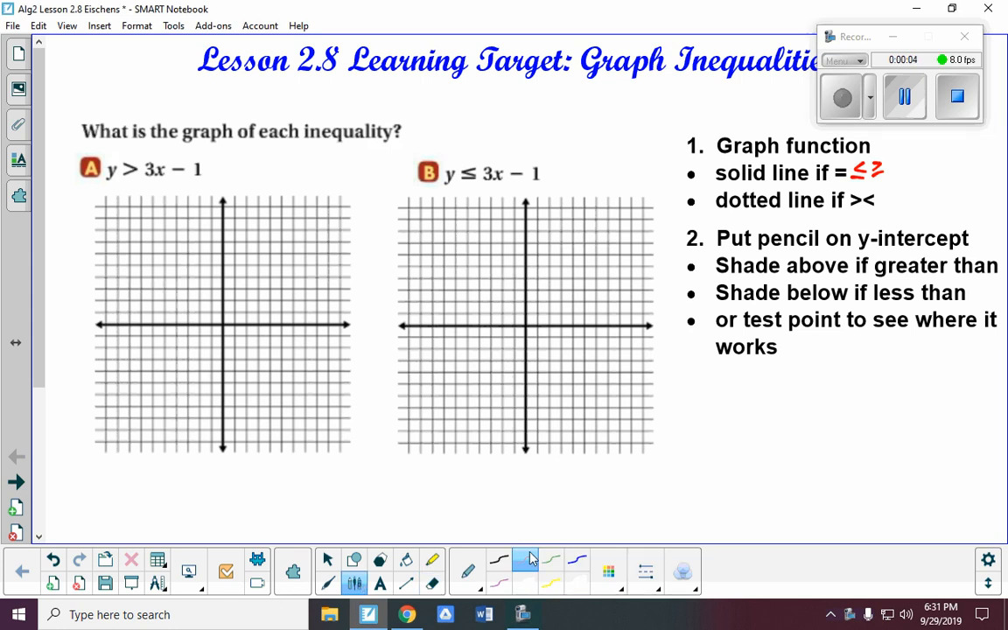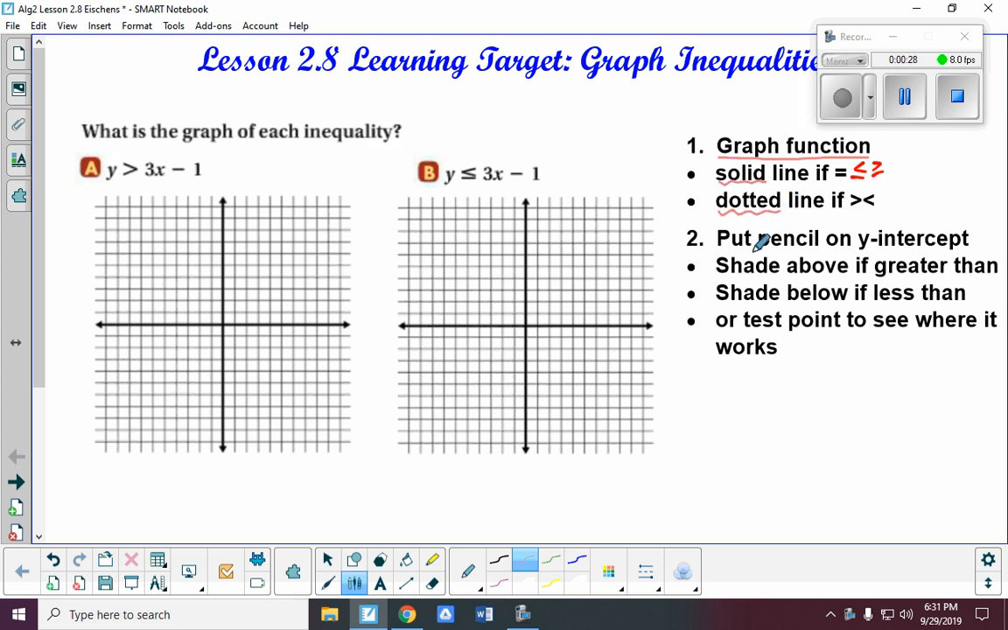All right, in this lesson we're going to be talking about graphing inequalities. So when we graph an inequality, what you want to do first is graph the basic function, and note that if you have a greater than or equal to or a less than or equal to, you make a solid line, and if you have just a greater than or a less than, it will be a dotted line.